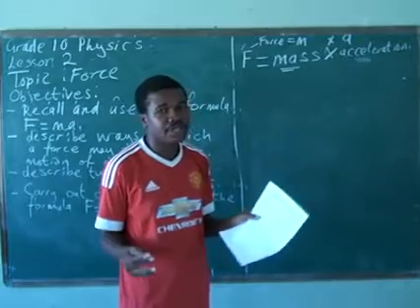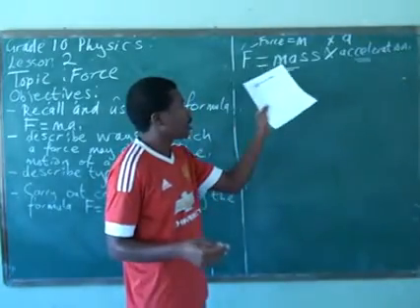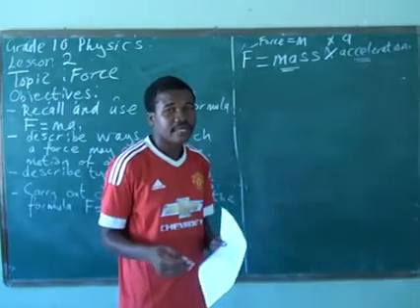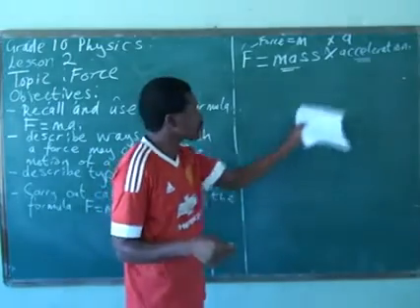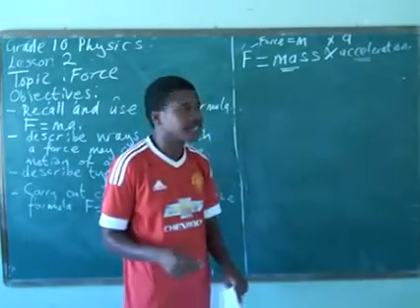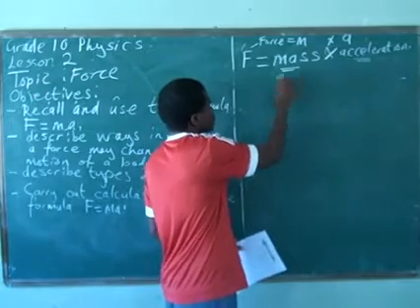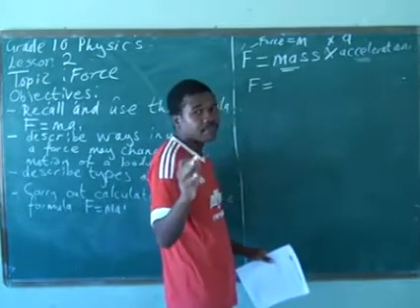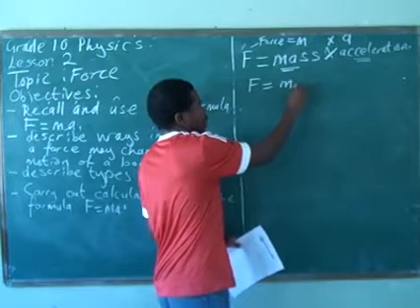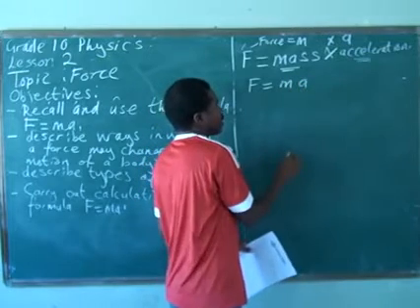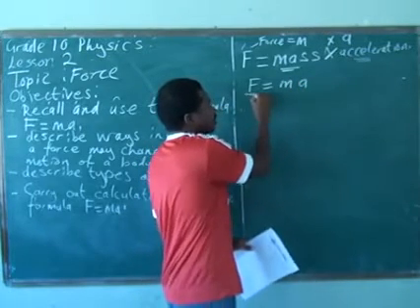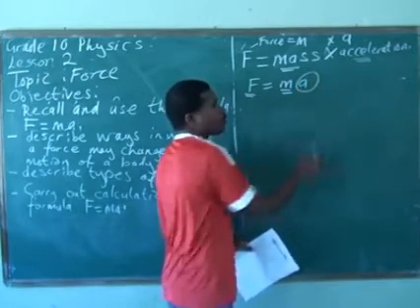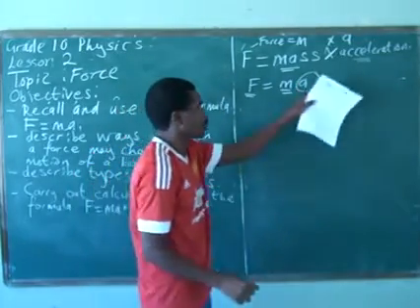Let's say we have a situation where we're given the mass and the force, but what we need to find is the acceleration. So the base formula that we are comfortable with is this one: F is equal to ma. But we have cases where we are given F and M and we are looking for A.